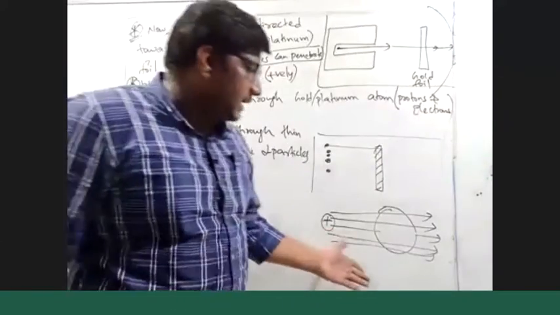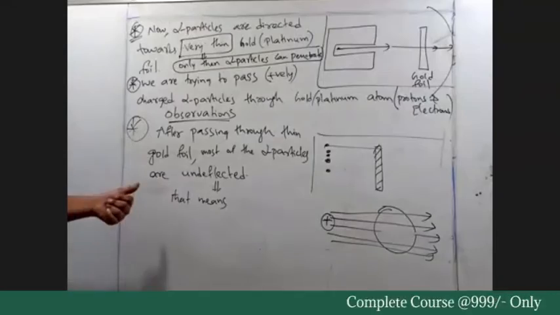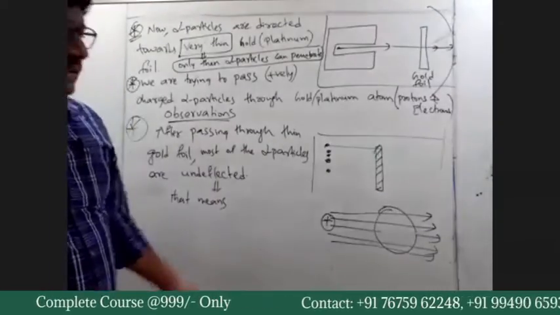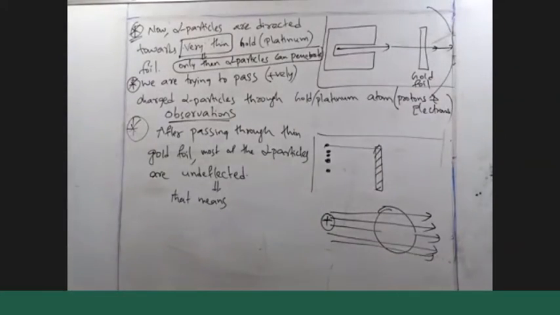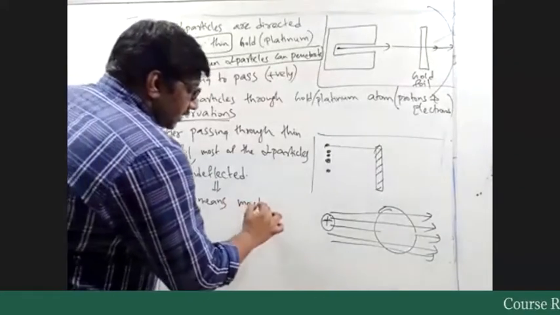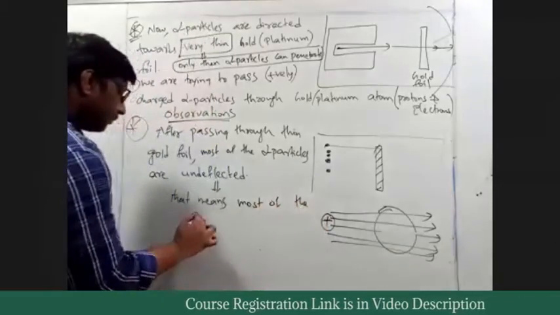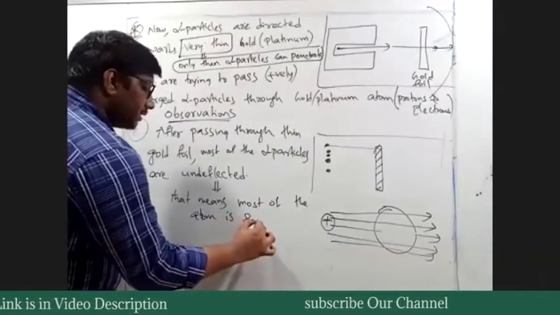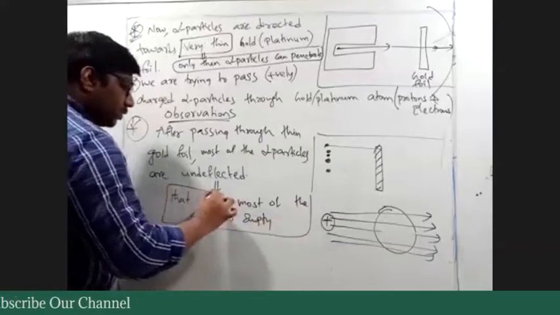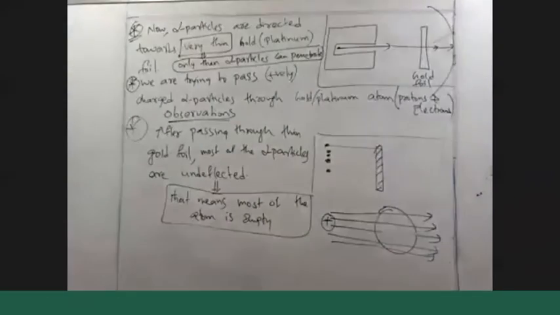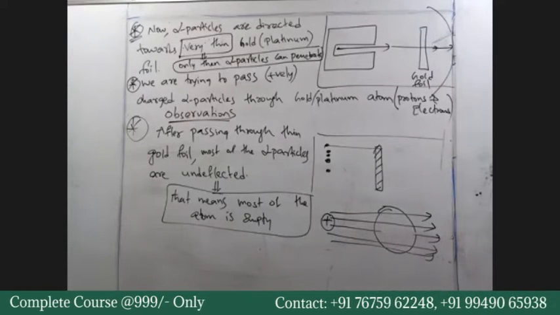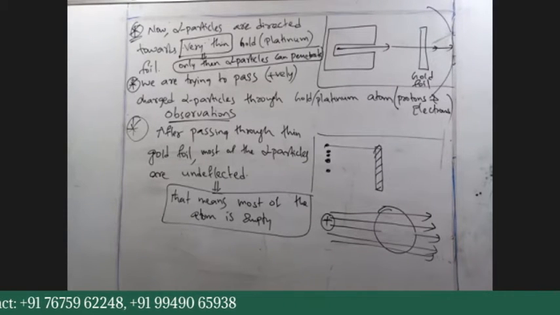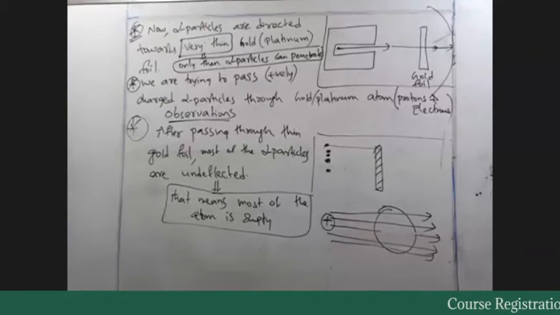right? So the positively charged particles, most of the positively charged particles go and hit the screen undeflected. What do you mean by that? That means most of the atom is empty. So you all know this, I think. Most of the atom is empty. You know that? Yes or no? But how can we come to a conclusion that most of the atom is empty? How can we conclude that?